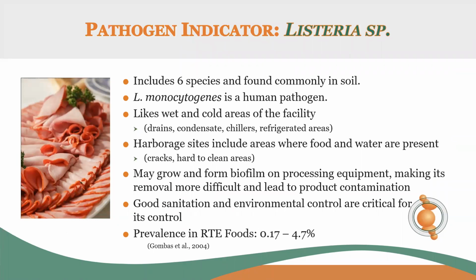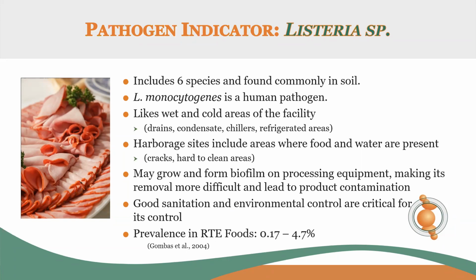Next, we'll discuss Listeria species. Listeria species includes 6 species and are found commonly in soil. L. mono, of course, everyone knows that. That's the human pathogen. Listeria like wet and cold areas of the facility. So think of your drains, your chillers, refrigerated areas. That's where you're most likely to find your Listeria. Harborage sites include areas where food and water are present. So if you have any standing water areas in your facility, like cracks or hard to clean areas, those are definitely where you want to focus on Listeria testing.